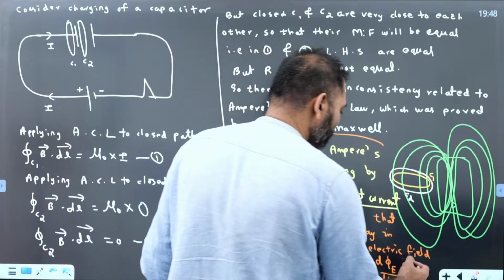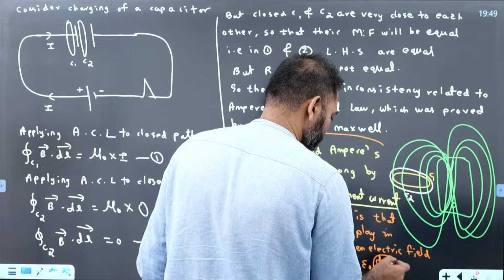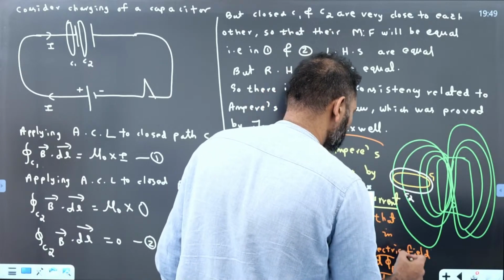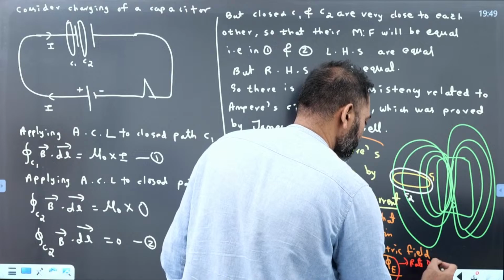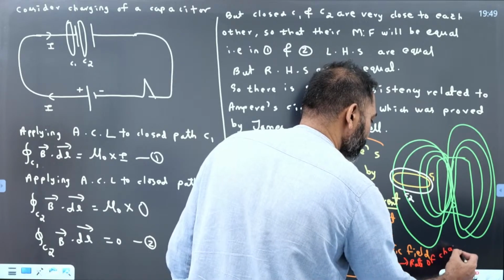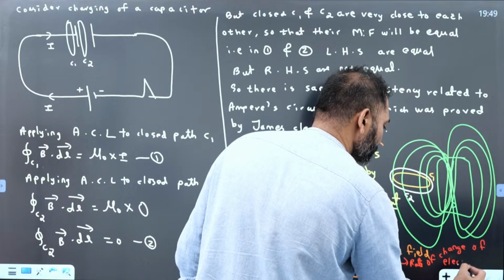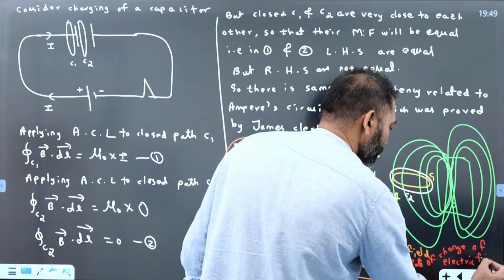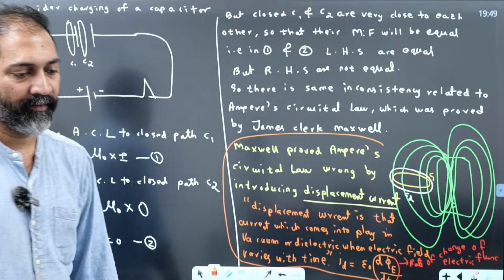What is d phi by dt? It is the rate of change of electric flux. d phi by dt is the rate of change of electric flux.